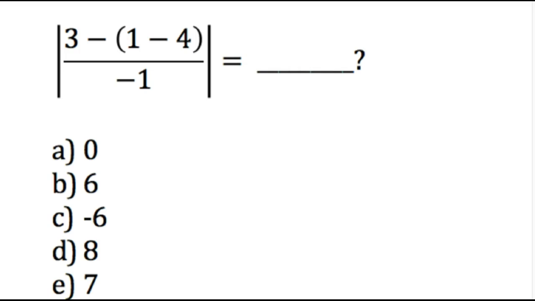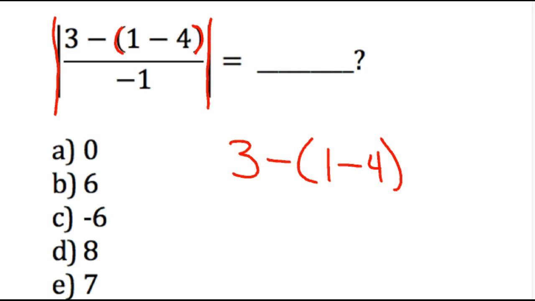So how I would do this is, these are absolute values right here, and so I would start inside the parentheses. So please excuse my dear Aunt Sally, or PEMDAS. You start with parentheses, then exponents, then multiplication, division, things like that. So you start with the 1 minus 4. So that becomes 3 minus (1 minus 4), and 1 minus 4 is negative 3.